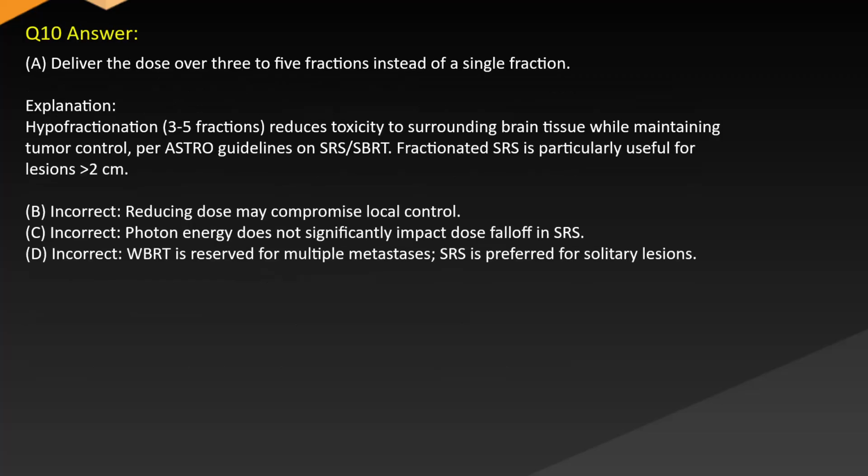Answer: A. Deliver the dose over 3 to 5 fractions instead of a single fraction. Explanation: Hypofractionation, 3-5 fractions, reduces toxicity to surrounding brain tissue while maintaining tumor control. Per ASTRO guidelines, fractionated SRS is particularly useful for lesions over 2 cm. B. Incorrect. Reducing dose may compromise local control. C. Incorrect. Photon energy does not significantly improve fall-off in SRS. D. Incorrect. Whole-brain radiation is reserved for multiple metastases. SRS is preferred for solitary lesions.